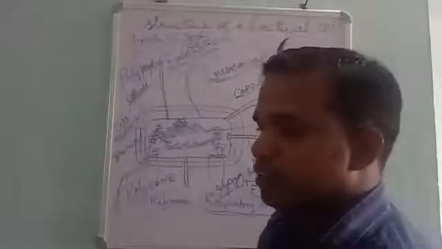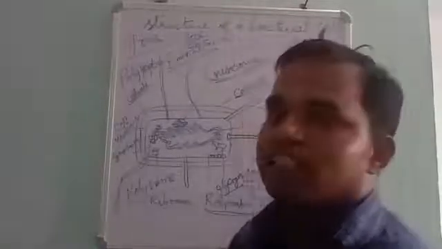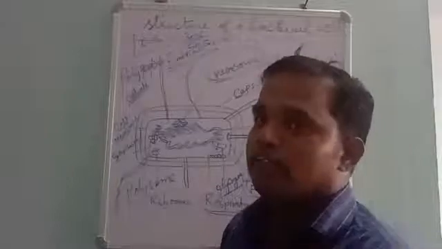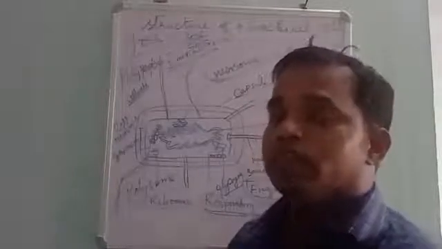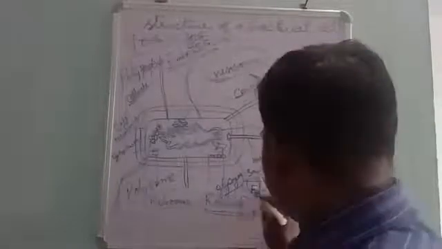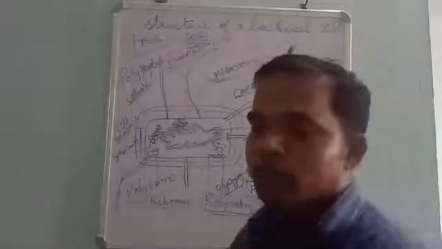For motility, certain bacteria are motile, certain bacteria are non-motile. The bacteria which are motile use the flagellum for the locomotion purpose. Flagella are used for locomotion. Clear? So next thing is the pilus.